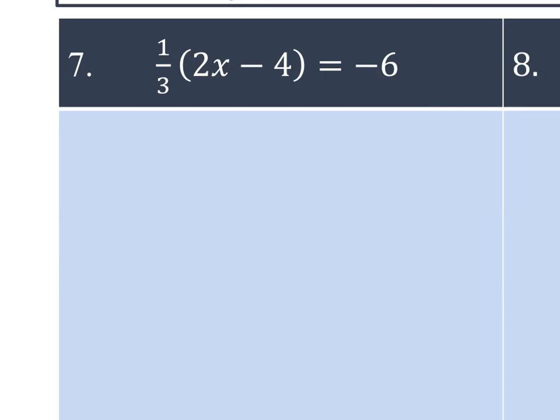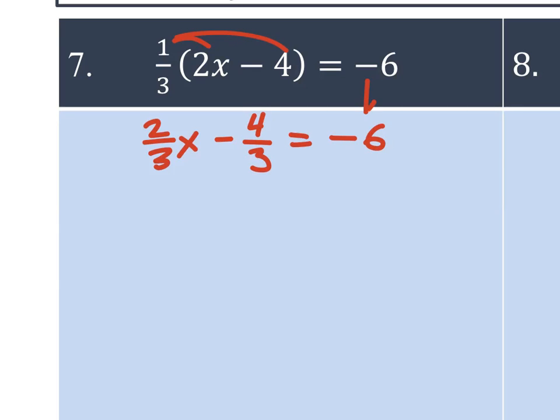Yep, so here's our first distribution, and there's a couple ways to deal with this. We'll see if we can find another one, but just straight distribution, right? So that'd be 1/3 times 2 x's. That'd be 2/3 of an x. And then 1/3 times -4, that'd be -4/3. And you can put that in the calculator if you need to check it. Of course, this is going to equal the -6 right there. You're just going to drop that one.